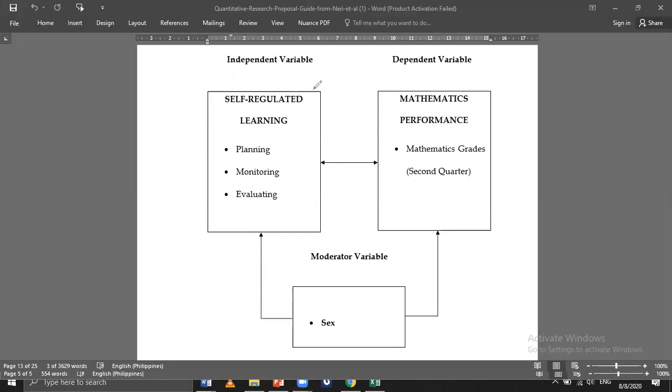Okay, let's go back. You're going to study self-regulated learning and mathematics performance. But before you can study them, you need to measure them. And for you to measure them, you need to look for its indicators. The things or factors that make it self-regulated learning and the things that make it mathematics performance. Something that you can measure. What are the things that you can measure to say this is self-regulated learning? Okay, let's go back. But first, let's have an example.